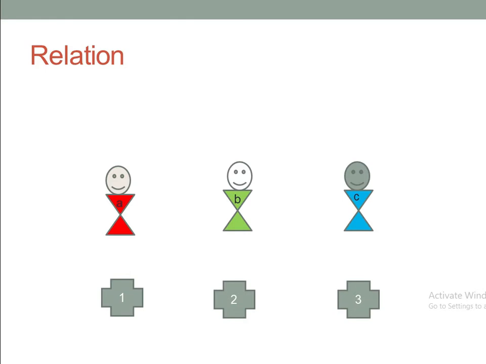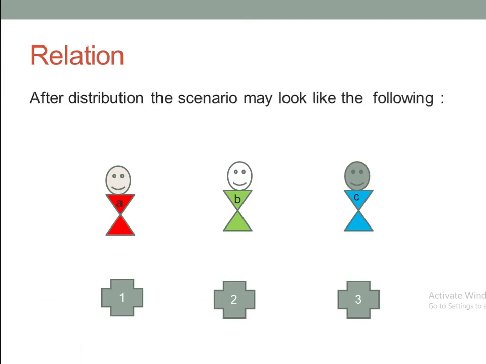Look, after distribution of the jerseys 1, 2 and 3 among Abul, Babul and Kabul, the following relations may be possible, like Abul got the jersey number 1, Babul got the jersey number 2 and Kabul got the jersey number 3, that is (a, 1), (b, 2) and (c, 3). Let's put the pairs in a set.